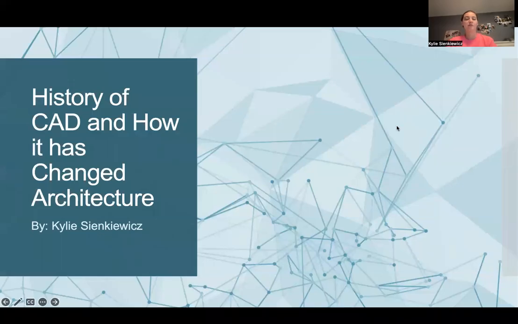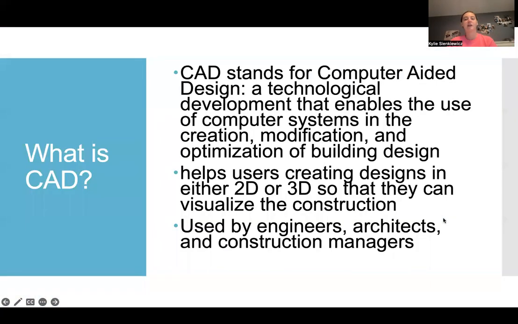My final research project is on the history of CAD and how it has changed architecture. CAD stands for Computer Aided Design, a technological development that enables the use of computer systems in the creation, modification, and optimization of building design. CAD helps users create designs in either 2D or 3D so that they can visualize the construction before it's actually built. CAD is used by engineers, architects, and construction managers.